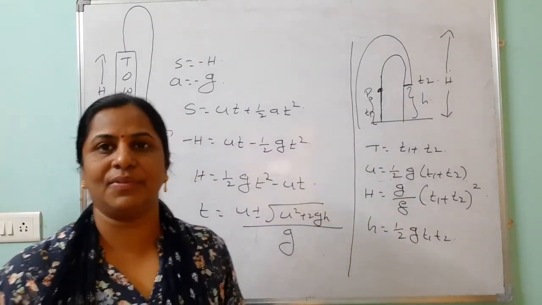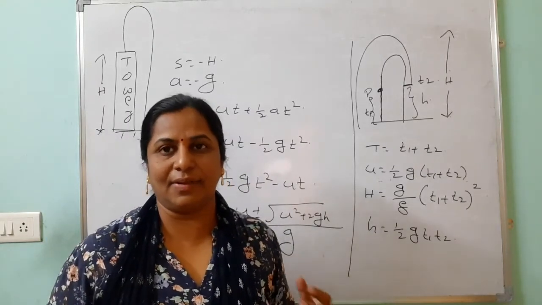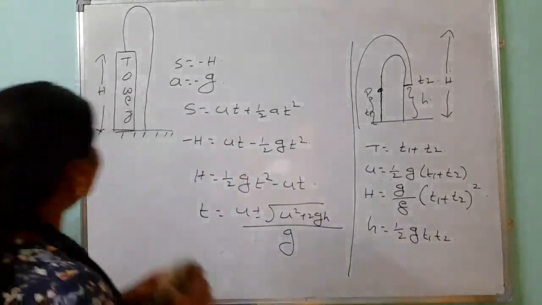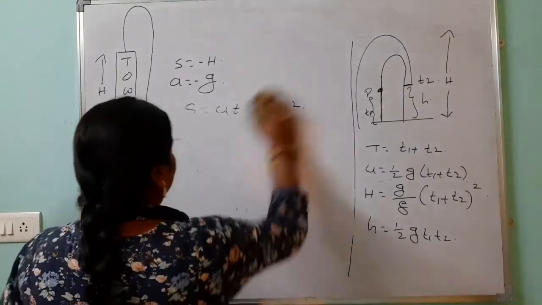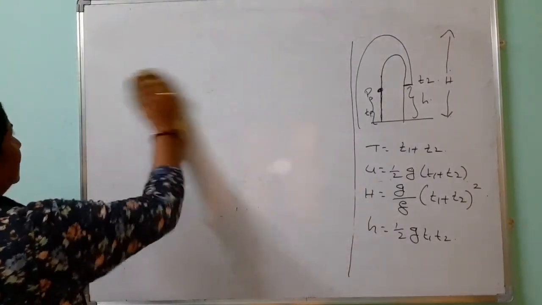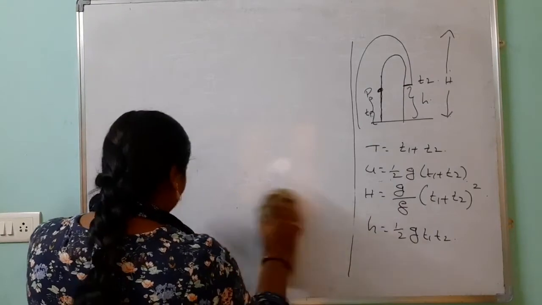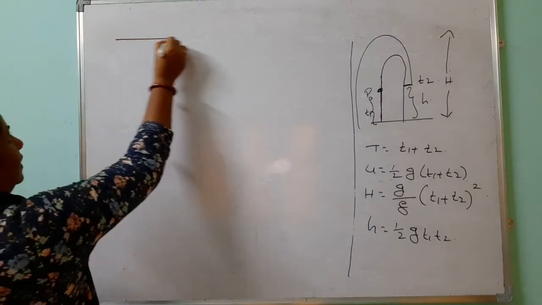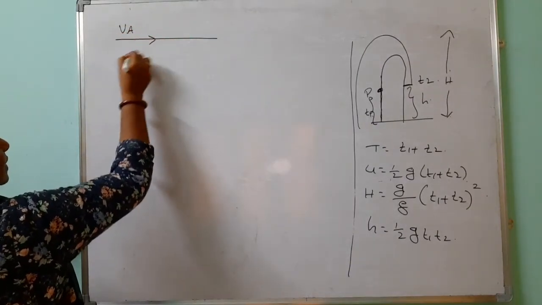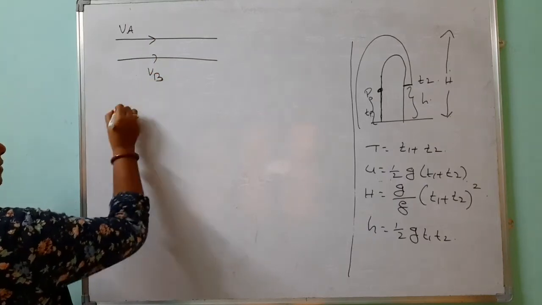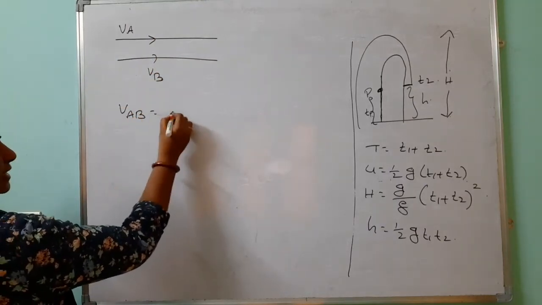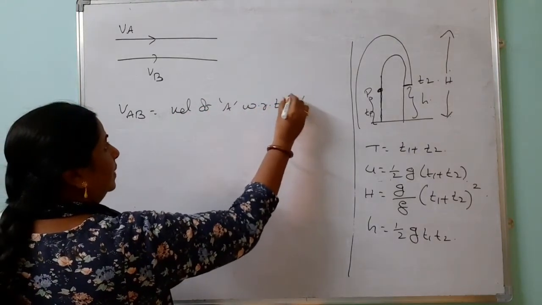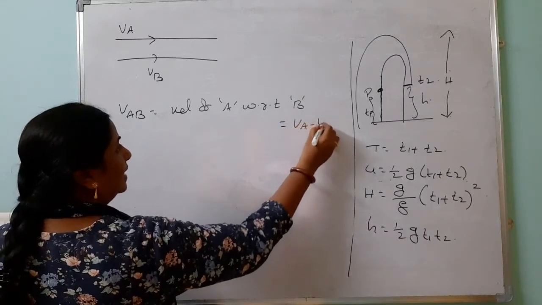Then relative velocity. What is the relative velocity? See, the velocity of one body with respect to another body is called the relative velocity. Look here, relative displacement also: displacement of one body with respect to another body is called the relative displacement. Like that, relative velocity, relative acceleration. Look, if two bodies, this is VA and this is VB. Velocity of A with respect to B. What is the meaning of this? Velocity of A with respect to B should be VA minus VB.